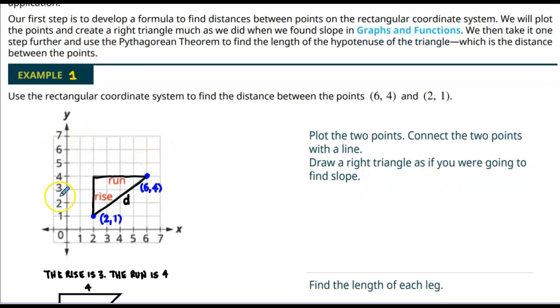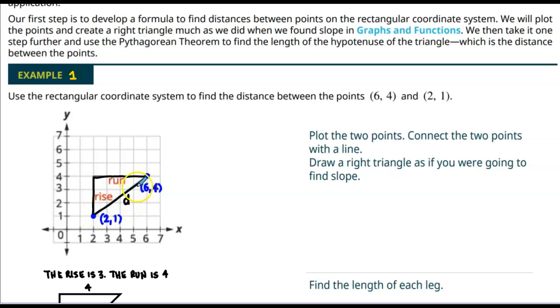So here we have our rectangular coordinate system. We want to graph the first point, which is (2, 1). Starting from 0, we move to the right 2 and then up 1 to get the first point, (2, 1). The next point is (6, 4). So we move to the right 6 and then up 4. This is considered the rise, this is considered the run, and this is the value of d.